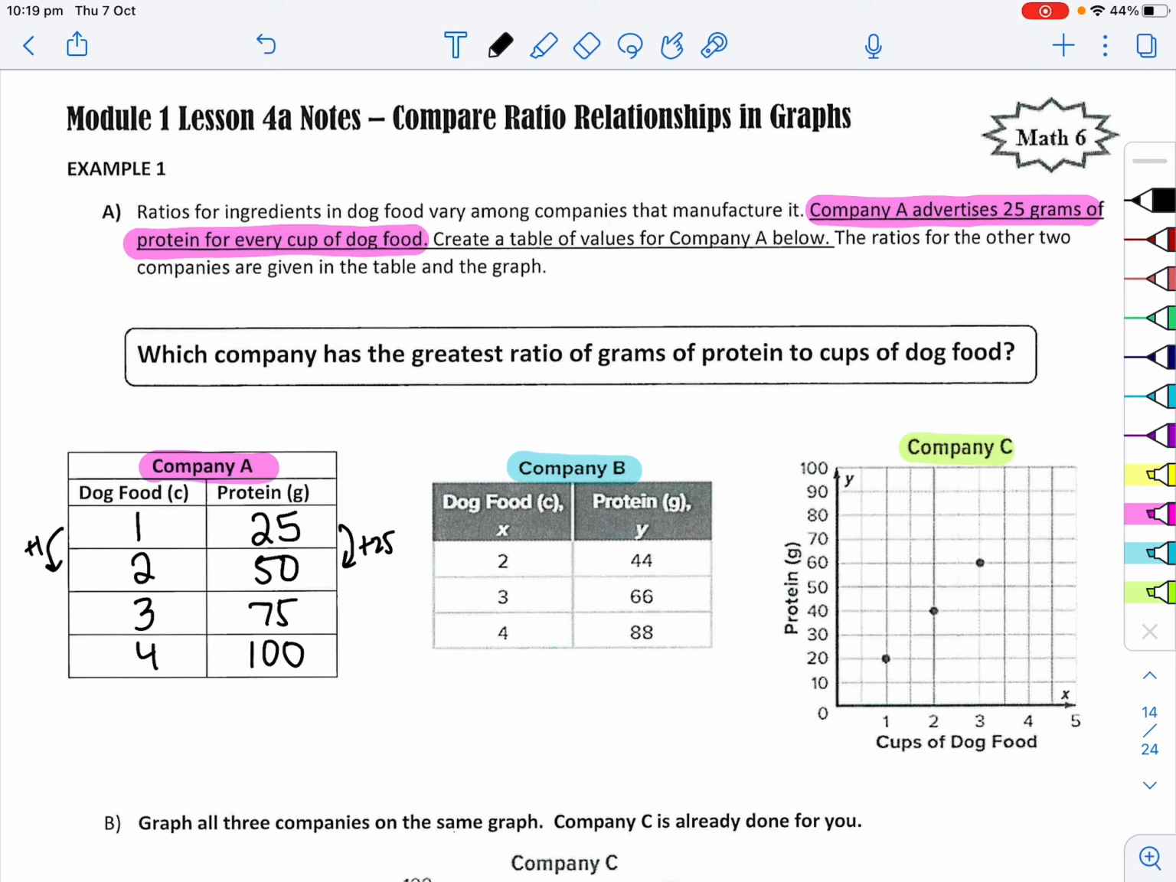Then it says the ratios for the other two companies are given in the table and the graph. So here's my table, and here's my graph. Company B has this ratio, and for Company C, the ratio is already on the graph. The question we're trying to answer is which company has the greatest ratio of grams of protein to cups of dog food. So when I look at each of these companies, which one has the greatest ratio? Which one has the most protein in their cup of dog food?